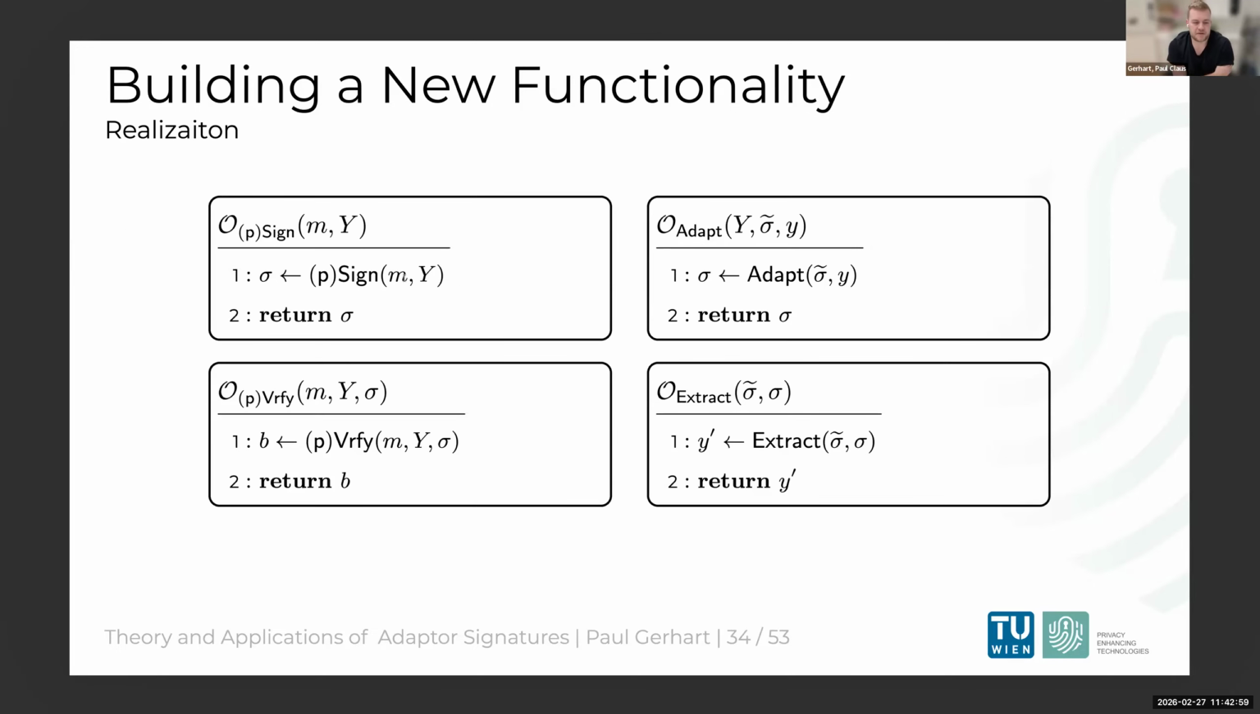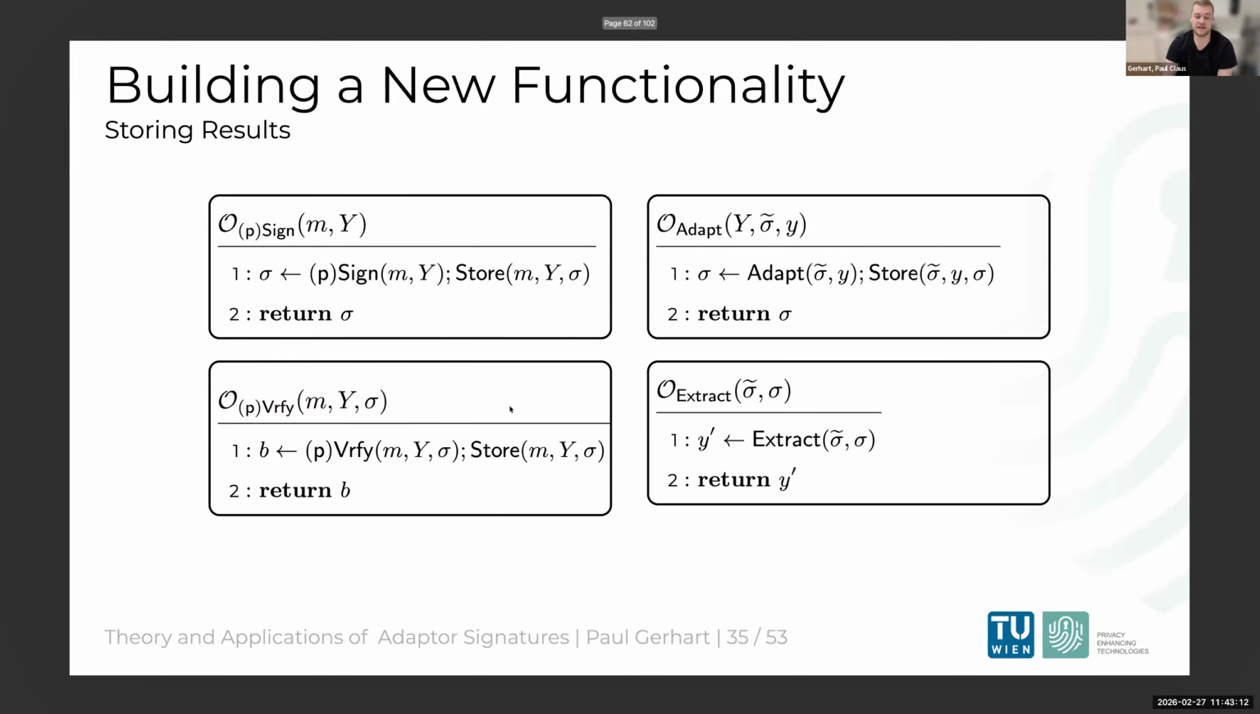So we first start with realization. We say each oracle here locally calls our algorithms. So the pre-sign oracle calls the pre-sign algorithm, the pre-verify runs pre-verify, and so on and so forth. Then, as in the other functionality, we store our inputs. So whenever you run pre-sign, we store that we ran pre-sign. Same for pre-verify, adapt, and extract.